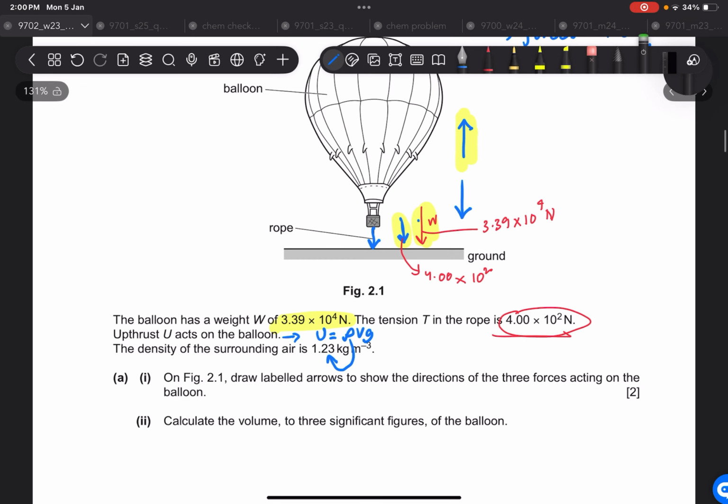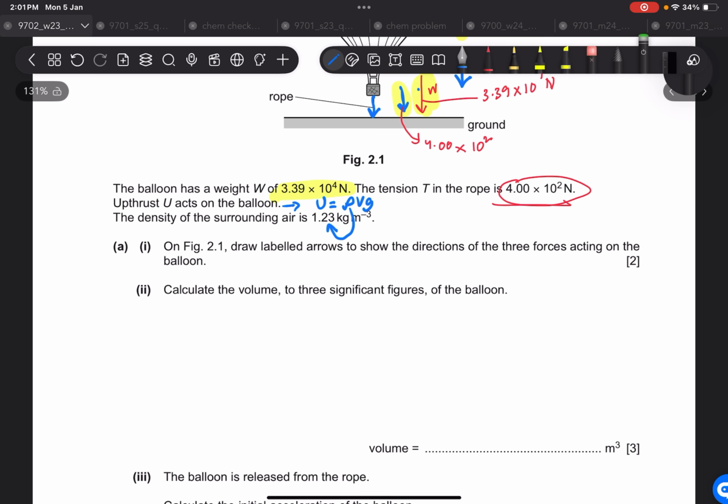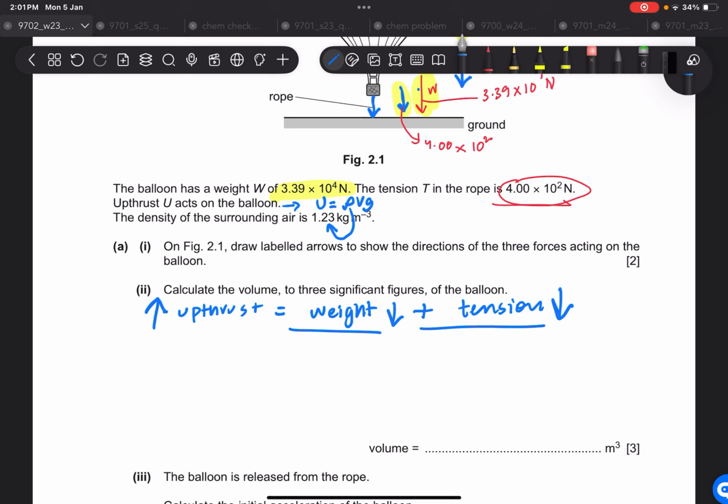I just told you that from the information we're given, we can find the volume, and that is what they've asked us. For this, first we need to find the upthrust. Upthrust is the upward force, which equals the two downward forces. The first downward force is weight, plus the second downward force, tension. So the sum of weight and tension gives me upthrust.